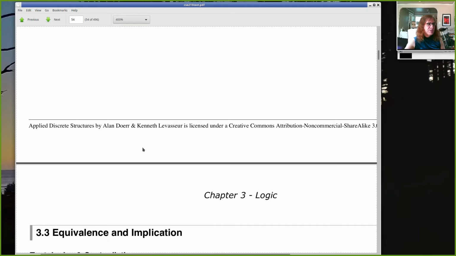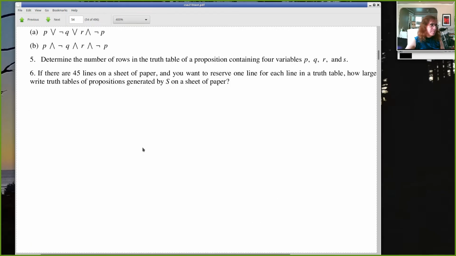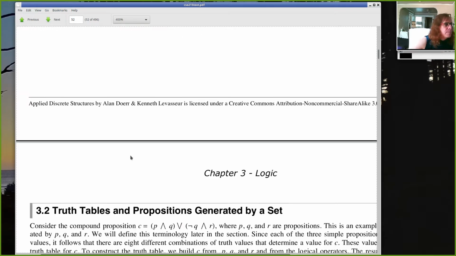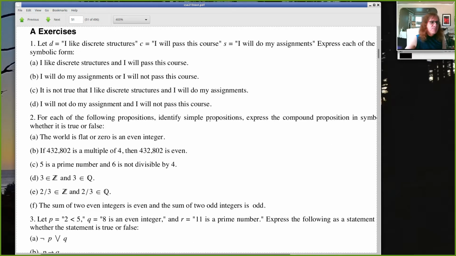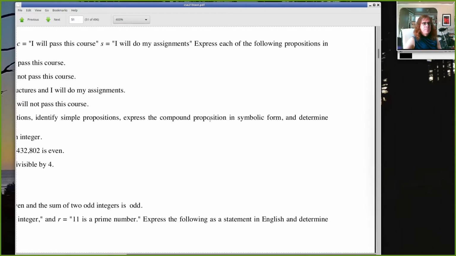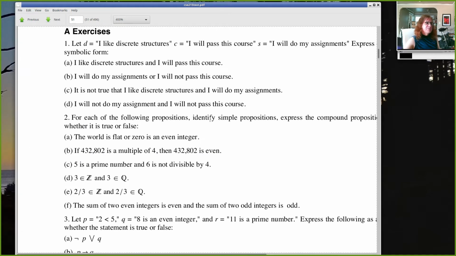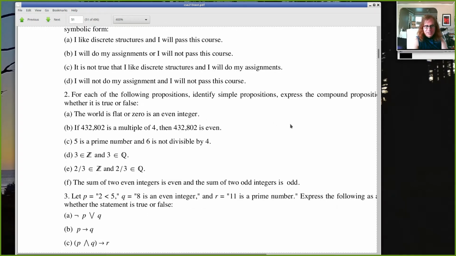All right, and then chapter 3, so 3.1, question 2: for each of the following propositions, identify simple propositions, express the compound proposition in symbolic form, and determine whether it is true or false. So the world is flat, or 0 is an even number. I'm not going to write these out, but for example, you could let F be the proposition the world is flat, and let Z be the proposition that 0 is an even integer.